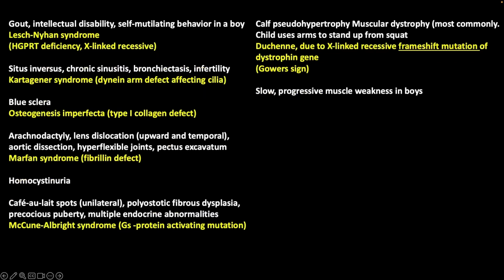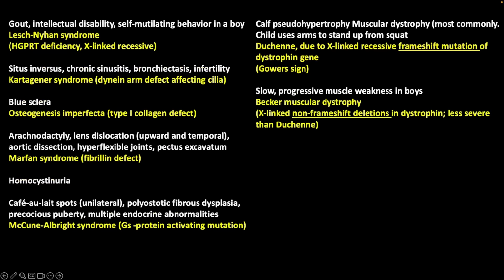Now, what if you see slow progressive muscle weakness in boys? This would be Becker's muscular dystrophy. This is a non-frameshift deletion in dystrophin, and it's less severe than Duchenne's.